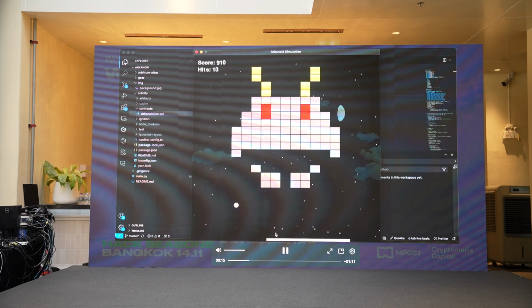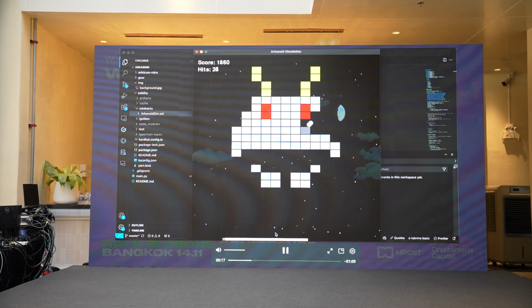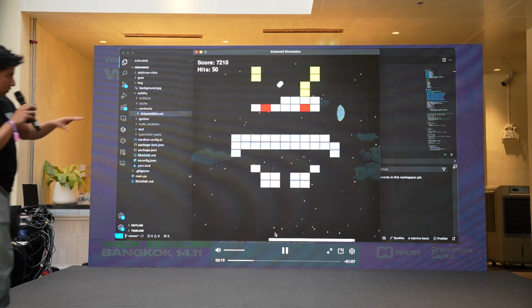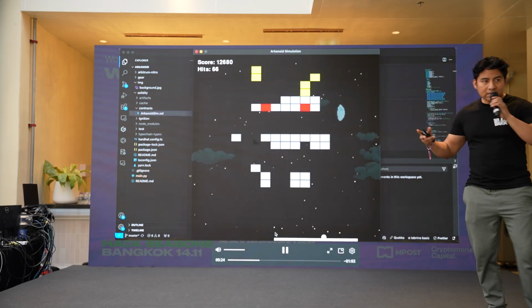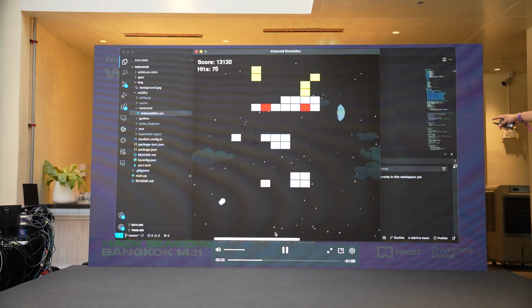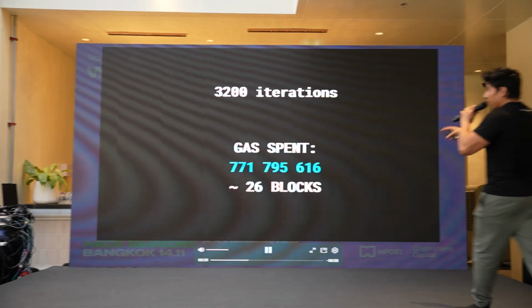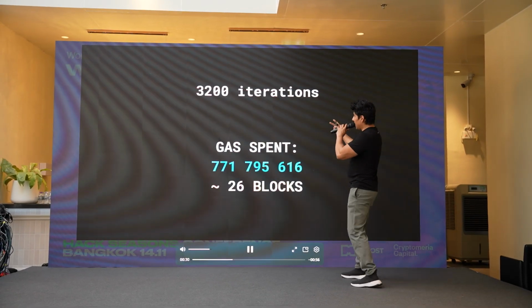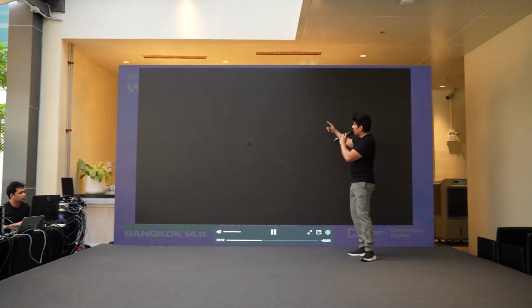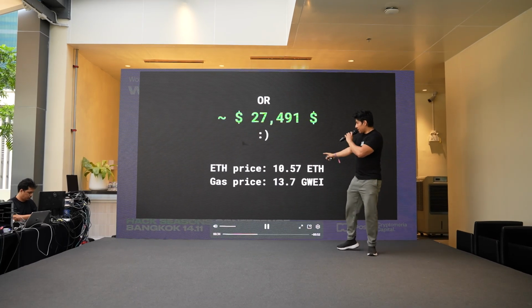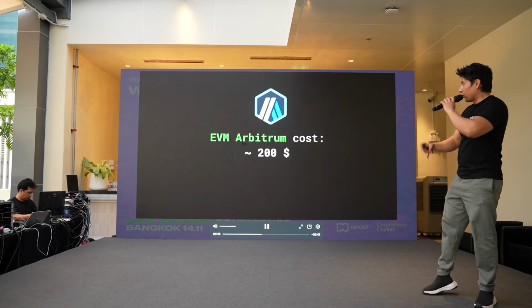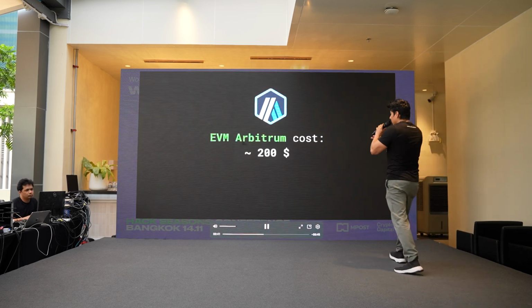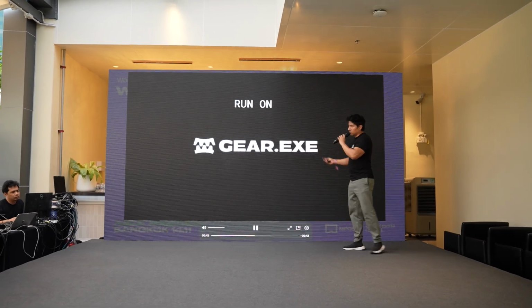This is a game that is running completely on-chain, okay? All the maths, all the calculations to understand how the ball moves are really exhausting for the processing, right? So let's see the numbers. If we ran this application on Ethereum, this would be the cost and the gas fee. Actually, we don't know this, we don't use this. If we do it in EVM Arbitrum, it will cost 200.